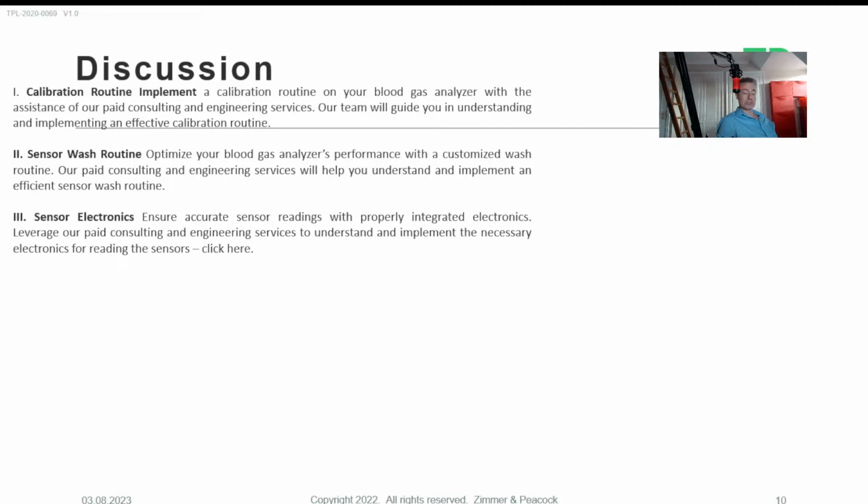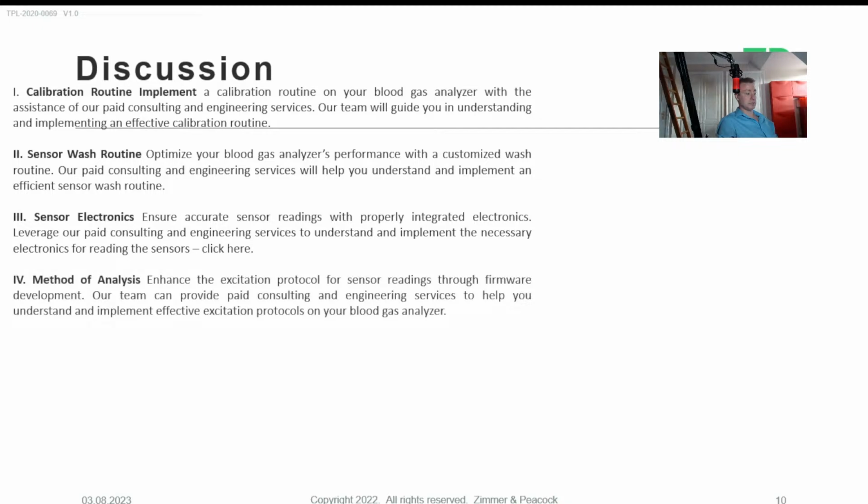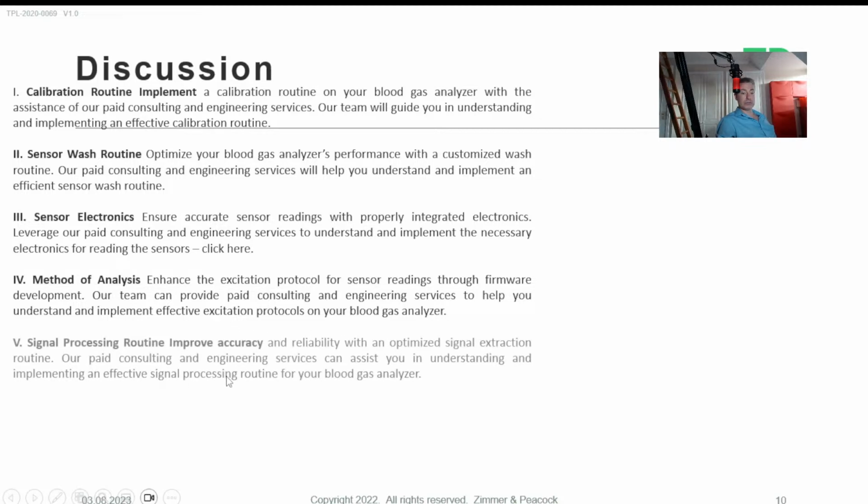What are going to be your electronics? I have a few slides on that, so I do have a recommendation on electronics, but if you're not sure how to implement them, please come and talk to ZP. Methods of analysis. This is whether you use amperometry or potentiometry. Open circuit potential, I would say, is really a form of potentiometry, but it's an important measurement technique. Voltammetry is also an important technique. What methods of analysis are you going to use?